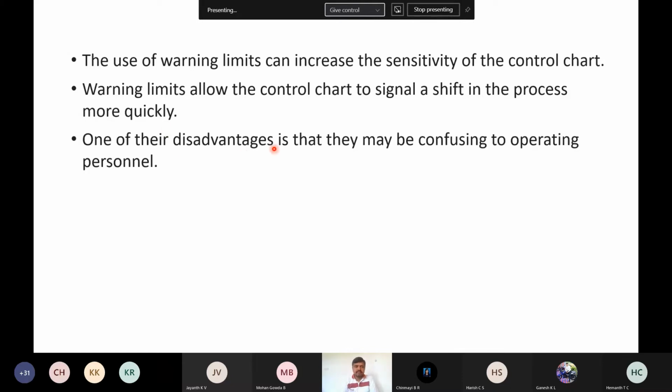One of the disadvantages is that they may be confusing to operating personnel, because there are 2 limits, both above and below. It may be confusing for a person who is looking at the control chart in order to ensure that process will operate in control. So this may lead to confusion.